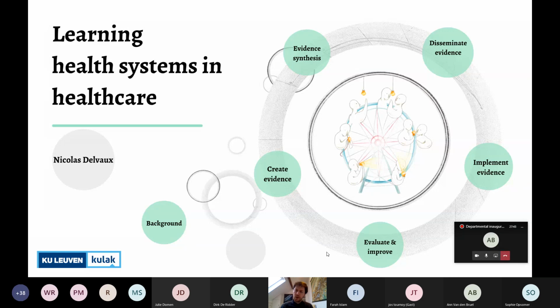And we're going to look at evidence synthesis, which was actually the start of my academic career, everything that has to do with guideline development. We're going to look at evidence dissemination. How do we get this evidence into clinical practice? How do we make it available? How can we implement it?